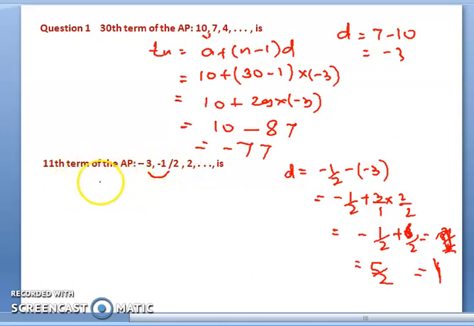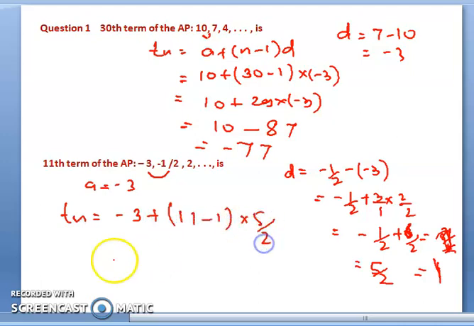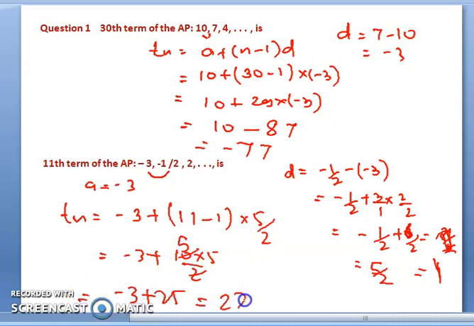So D is equal to 5 upon 2, and a is equal to minus 3. So T11 is, we can write, a is minus 3 plus n minus 1, so 11 minus 1, into 5 upon 2. So minus 3 plus 10 into 5 upon 2. This and this got cancelled, so 25. So minus 3 plus 25 is equal to 22.